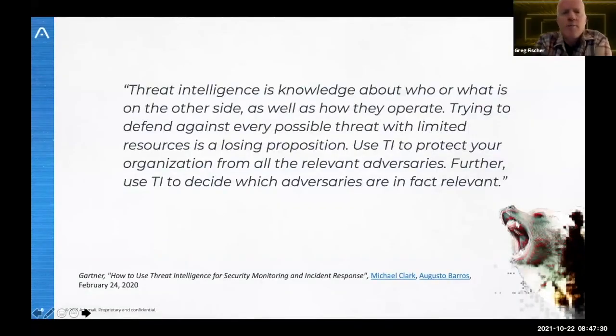So this is a quote from Gartner that I really like, that talks about the realistic situation that you cannot possibly defend against all threats, especially with limited resources. So what you're trying to do is determine or narrow that down, reduce that down to what's relevant. And the way that you can do that is by leveraging threat intelligence to determine what's relevant in your environment, and then combined with MITRE ATT&CK framework, providing context to that relevancy.